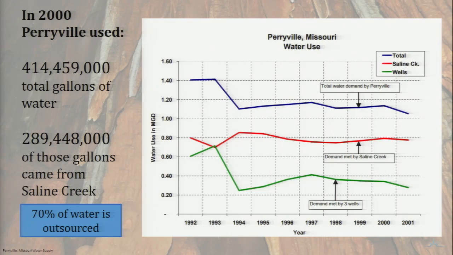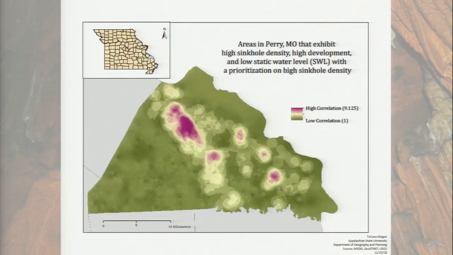Perryville had used approximately 415 million gallons of water, and about 290 million of those were outsourced from Saline Creek. I wasn't able to find any data on Saline Creek, or where it runs, or how much water it produces, but this results in 70% of the water being found outside of Perryville, which I believe could also influence the static water levels and sinkhole formation outside of where I believed it was going to be.